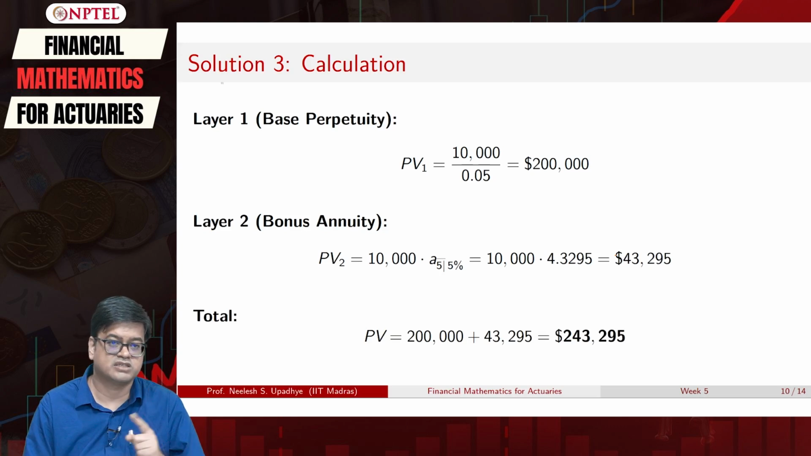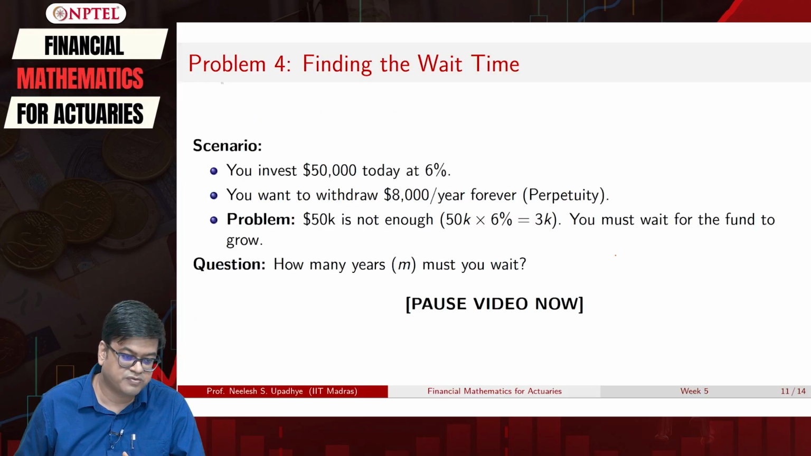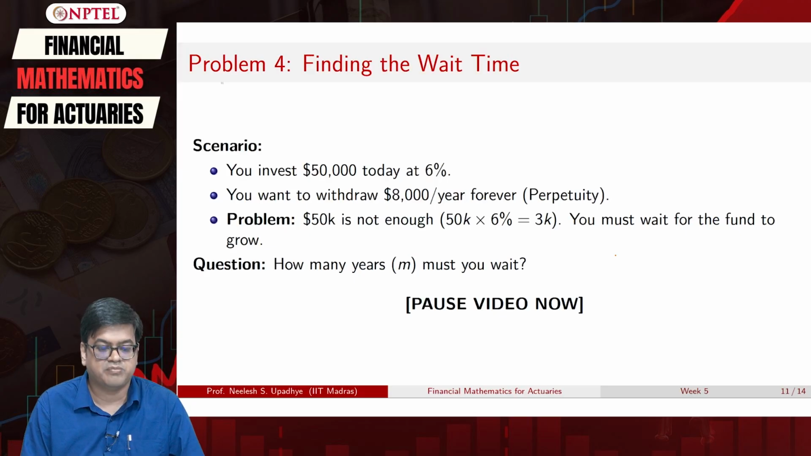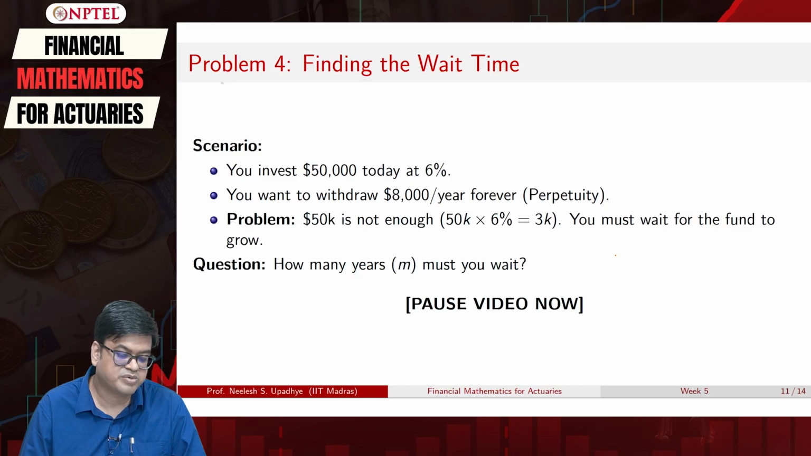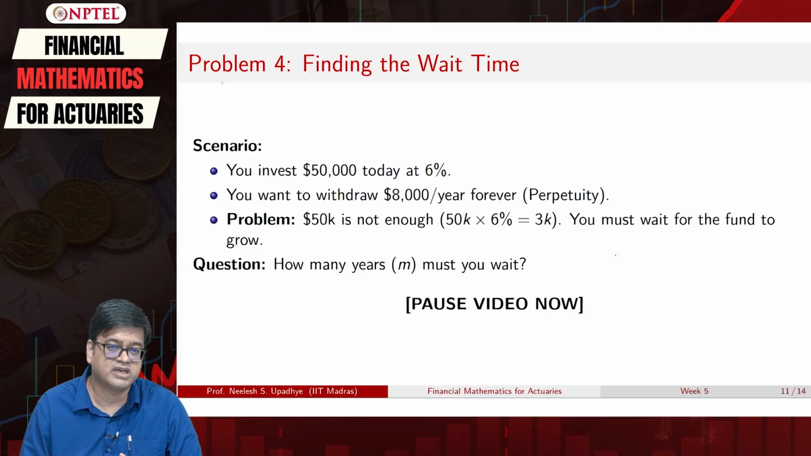Now only one is remaining, that is problem 4, and that should be very easy for you. This is finding the wait time. So essentially I want to find n. So let us see what the problem is. You invest $50,000 today at 6%. You want to withdraw 8,000 per year forever. So you want to convert this 50,000 invested today into a perpetuity of 8,000 per year forever.